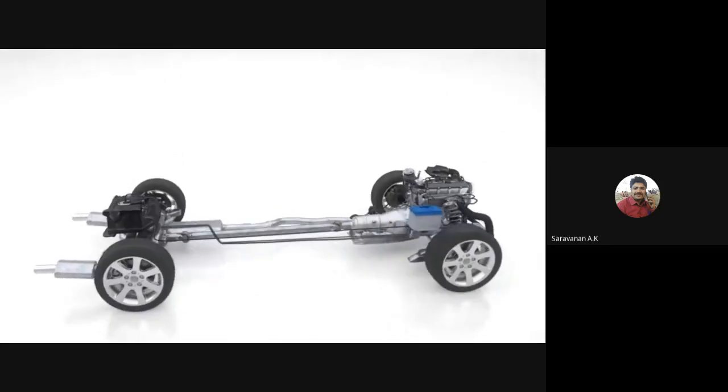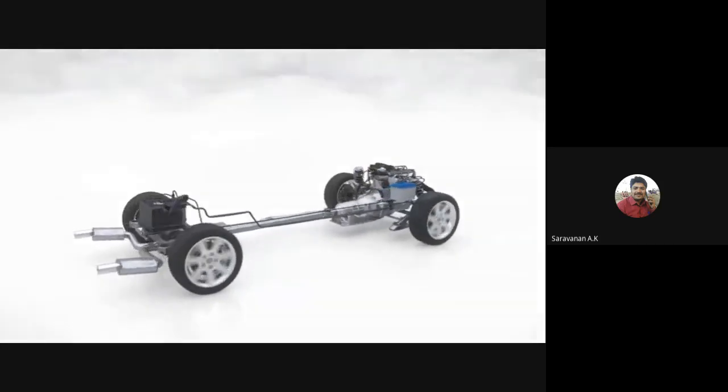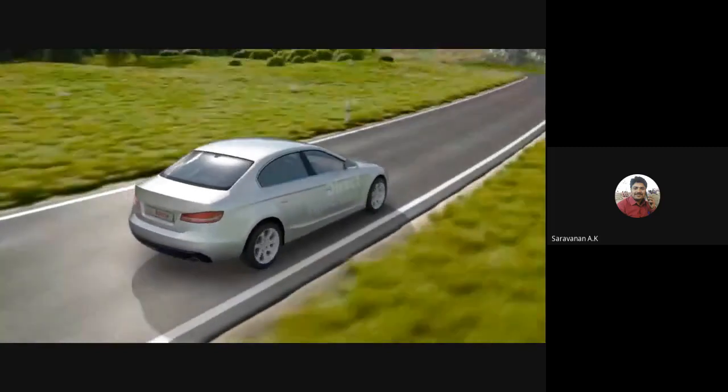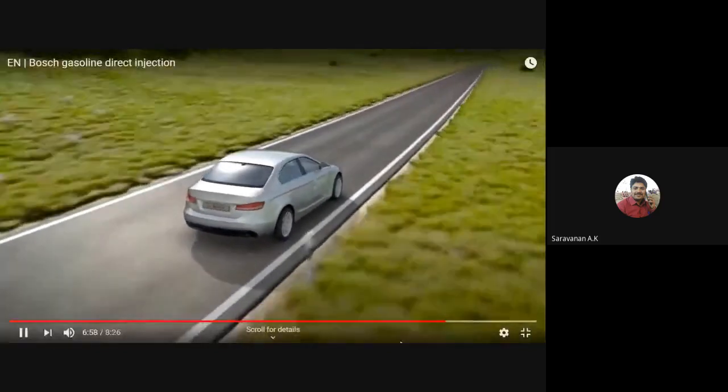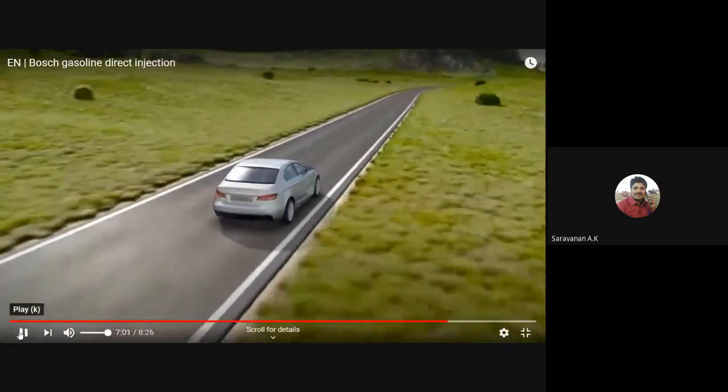Gasoline direct injection from Bosch is a key to clean and economical engines, fuel consumption and emissions reductions, as well as increased driving dynamics.